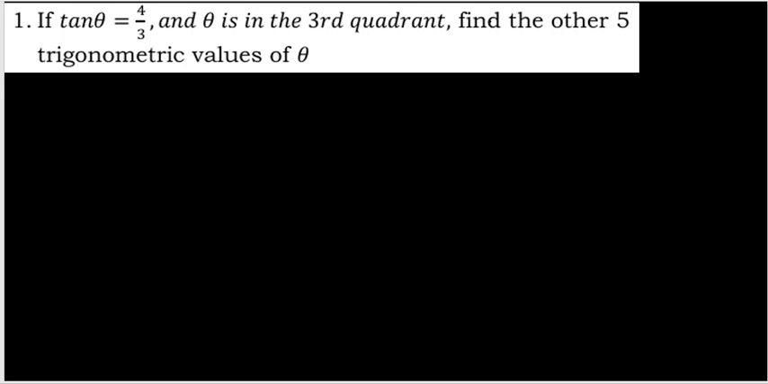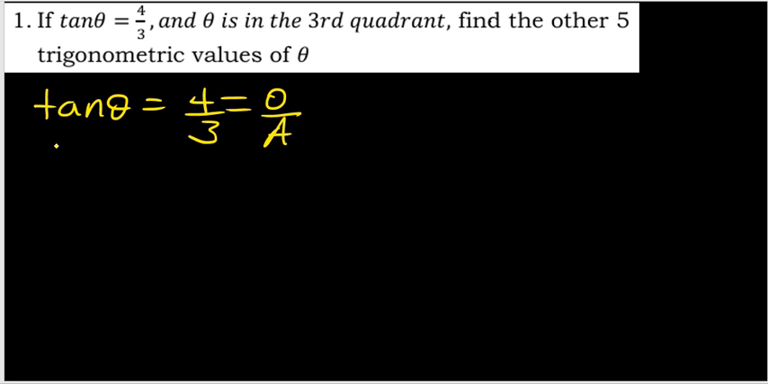Hello everyone, let us do the review exercise together. The first question says if tan theta equals 4 over 3 and theta is in the third quadrant, find the other 5 trigonometric values of theta. So basically what's given to us, tan of the angle theta is 4 over 3.